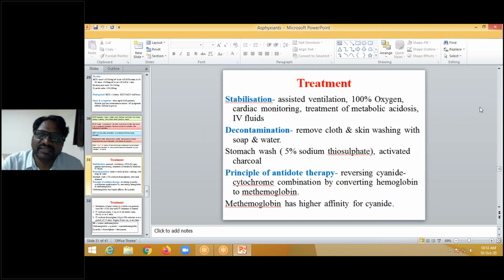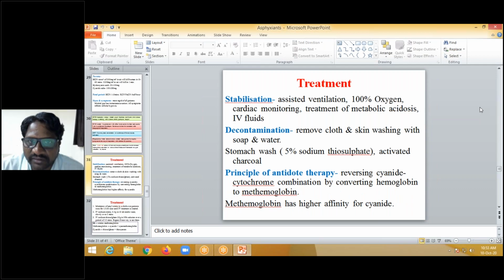And next, come to the treatment or management for cyanide poisoning or exposure to cyanide. Stabilization first of all: assisted ventilation, 100% oxygen, cardiac monitoring, treatment of the metabolic acidosis, and IV steroid. See, these are for gases, for suppose if we are exposed to cyanide gas. Immediately remove him from the exposure place and give 100% oxygen. And go for cardiac monitoring and treatment of the metabolic acidosis with IV fluids.